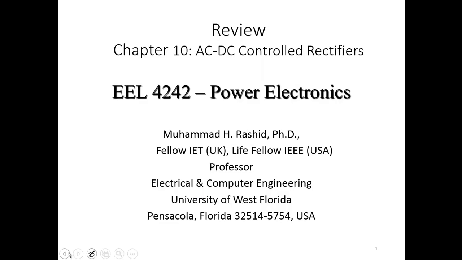Today we will review chapter 10, the DC to DC converters, which is basically controlled rectifiers. For rectifiers using a diode, the output voltage is pretty much fixed. The input is fixed and the output voltage is fixed. The output voltage depends on the input voltage, which is fixed.